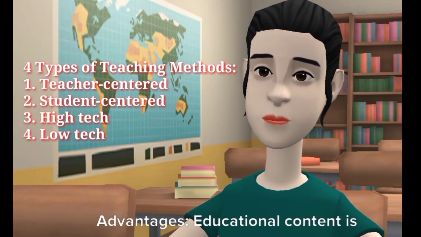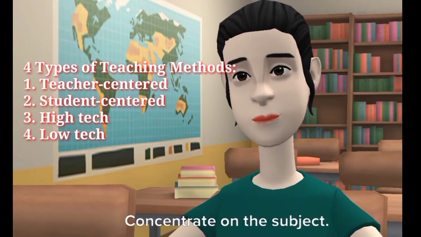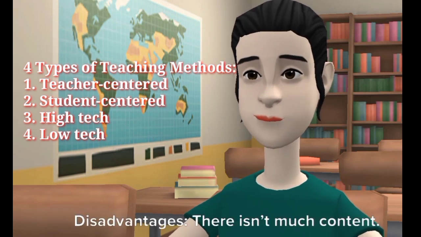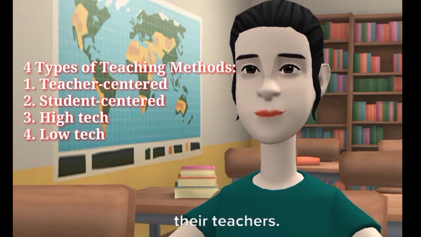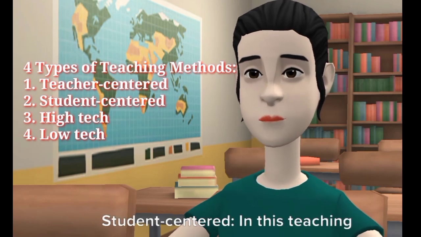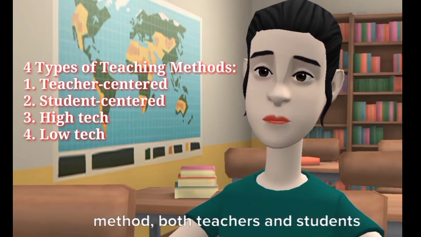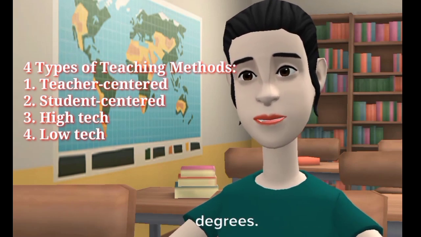Advantages: educational content is organized logically, cooperation is growing, and there is concentration on the subject. Disadvantages: there isn't much content, students are completely reliant on their teachers, and evaluation is summative. 2. Student-centered. In this teaching method, both teachers and students are involved in the process to varying degrees.